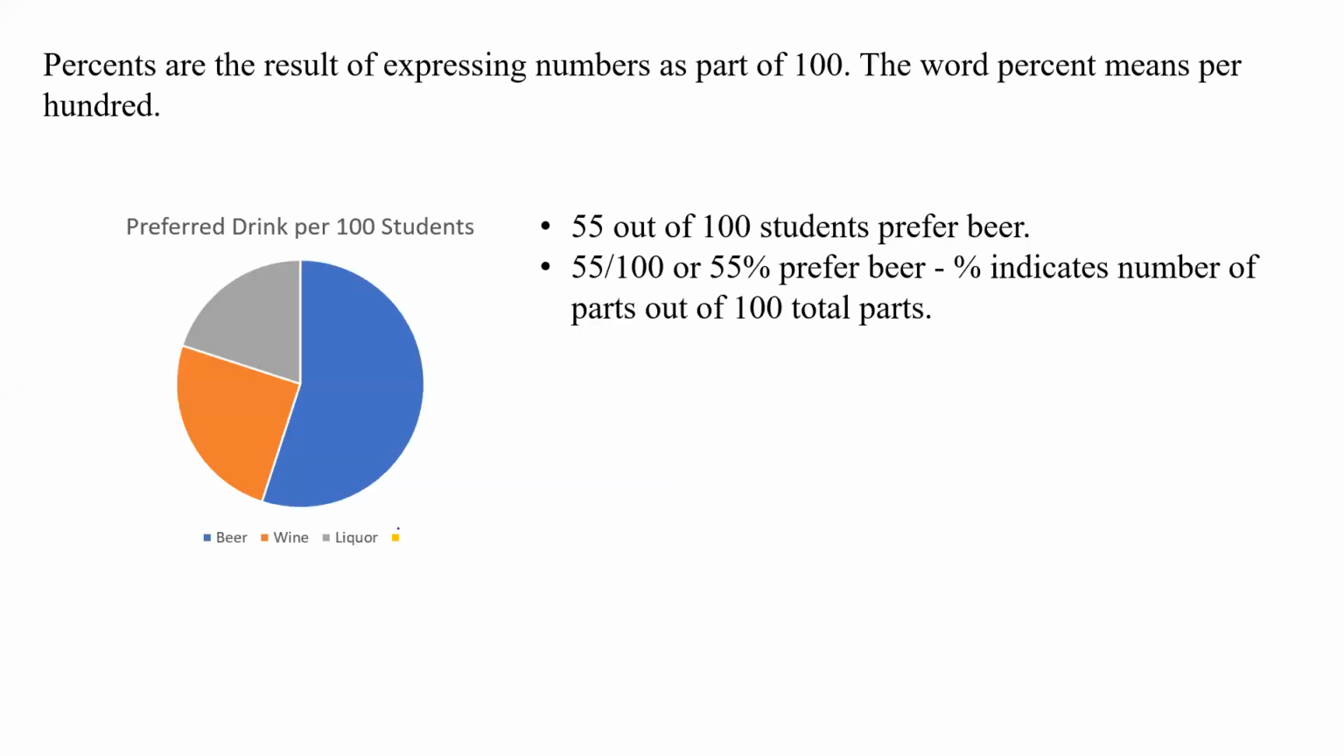All right, percents are the result of expressing numbers as part of 100. The word percent means per 100. So if we look at our graph here, what we have is 55 out of 100 students prefer beer. This is not labeled very well, but what it means is 55 out of 100 prefer beer. So 55 out of 100 or 55% prefer beer. The percent indicates the number of parts out of 100 total parts.